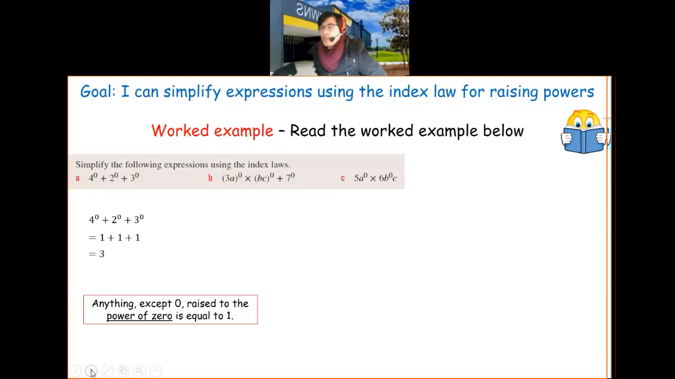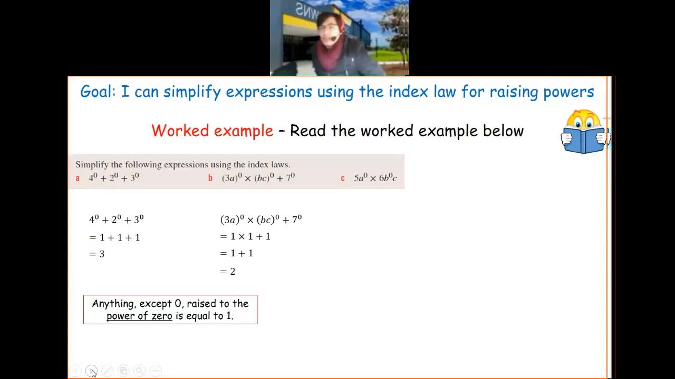Okay? For the second one, we've got 3a in brackets, all raised to the power of 0, multiplied by bc, all raised to the power of 0, plus 7 to the power of 0. So the first group is 1, multiplied by the second group, which is also equal to 1, plus the last bit here, 7 to the power of 0, which is 1. So here we have 1 times 1 plus 1. And 1 times 1 is 1, plus 1, okay? And 1 plus 1 is 2.